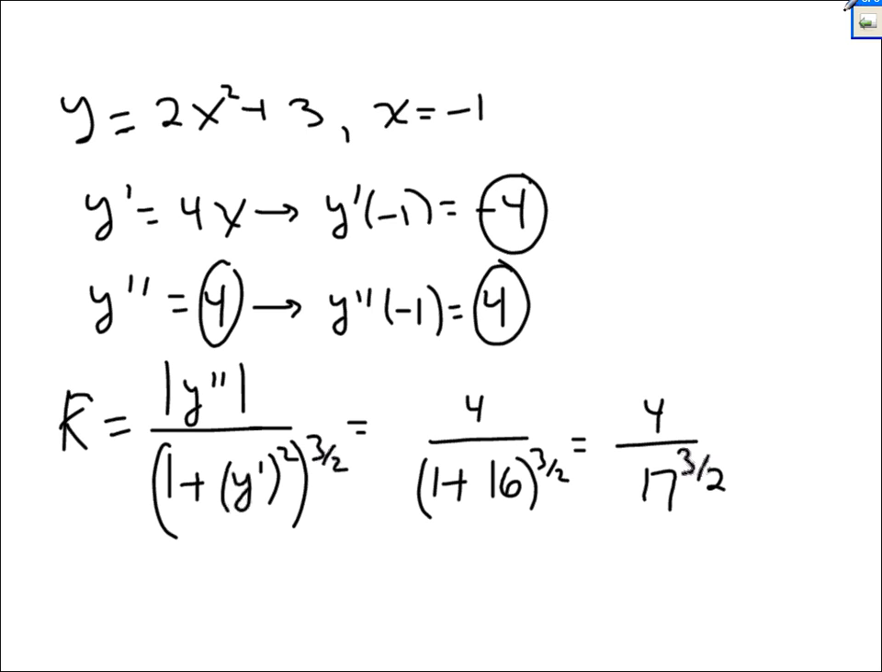And I don't know the second root of 17, so I can't simplify it. But the radius is the reciprocal of the curvature. So it's going to be, just flip it over, 17 to the 3/2 divided by the number 4. And that problem is done. Just have to know the formula.